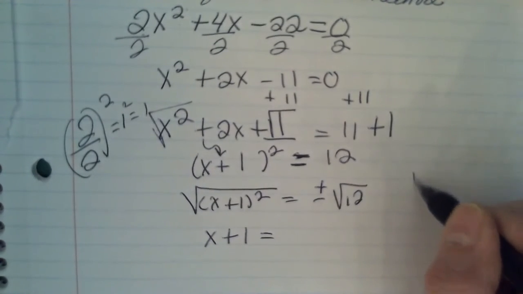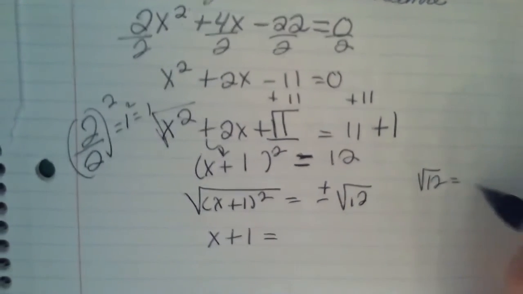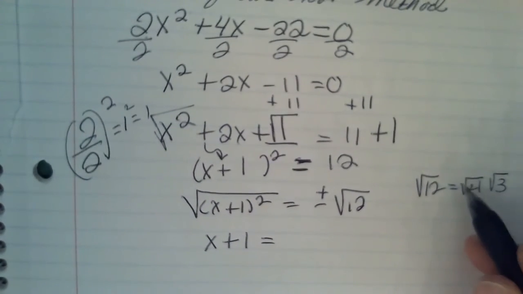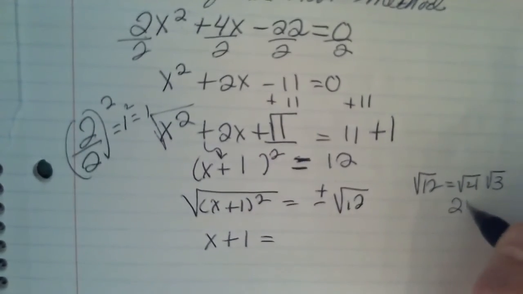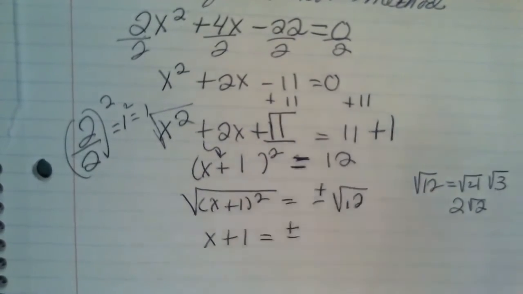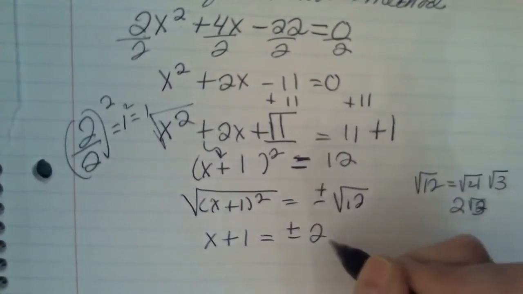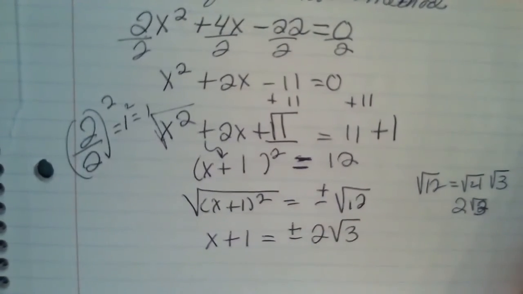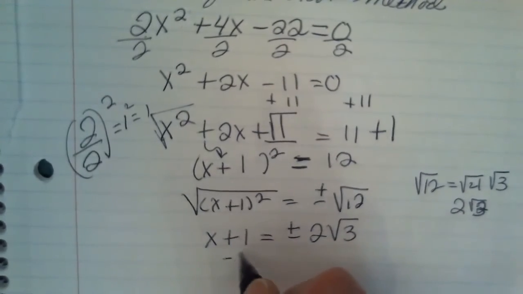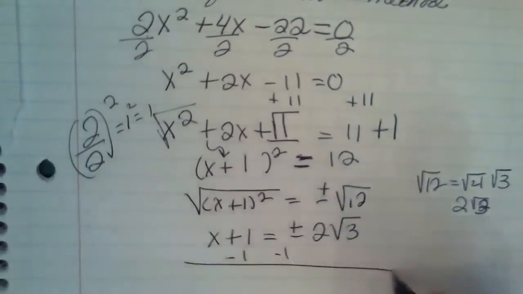The square root of 12 could be written as the square root of 4 times the square root of 3. Well, the square root of 4 is 2. So the square root of 12 is equivalent to 2 times the square root of 3. Now to get the x by itself, I simply subtract 1 from both sides.